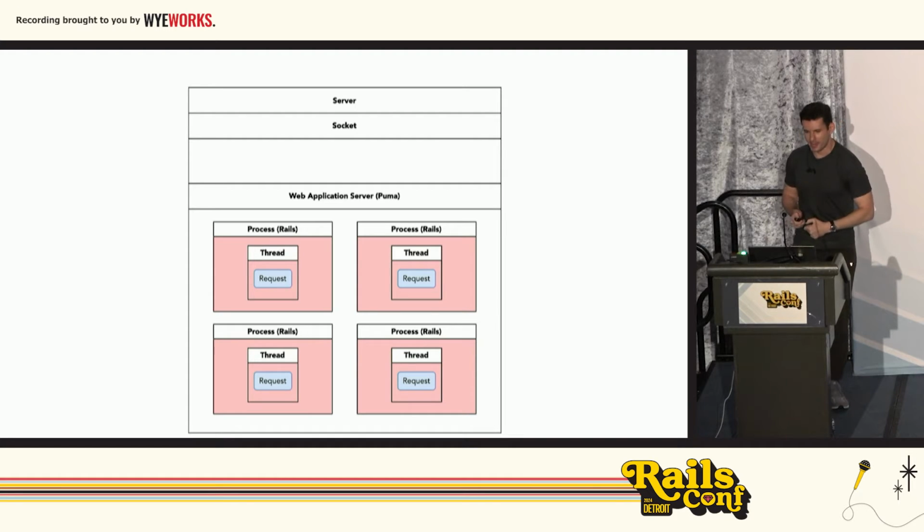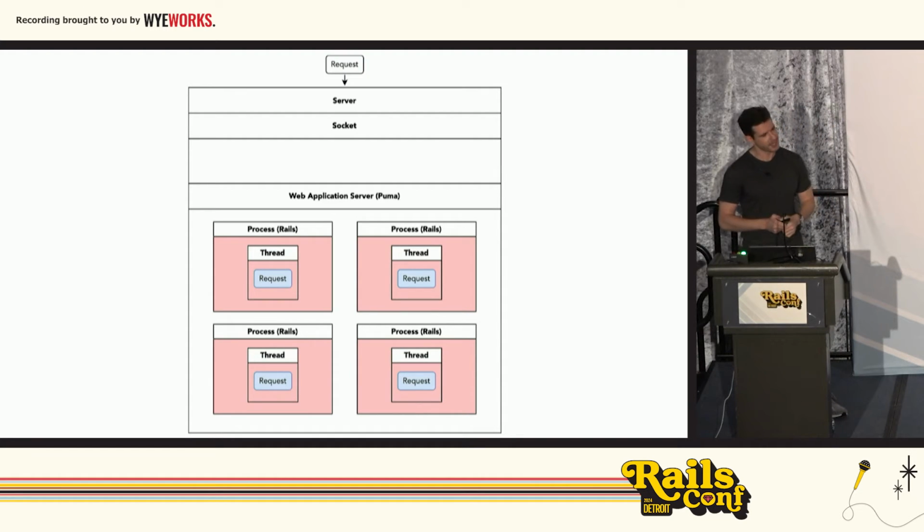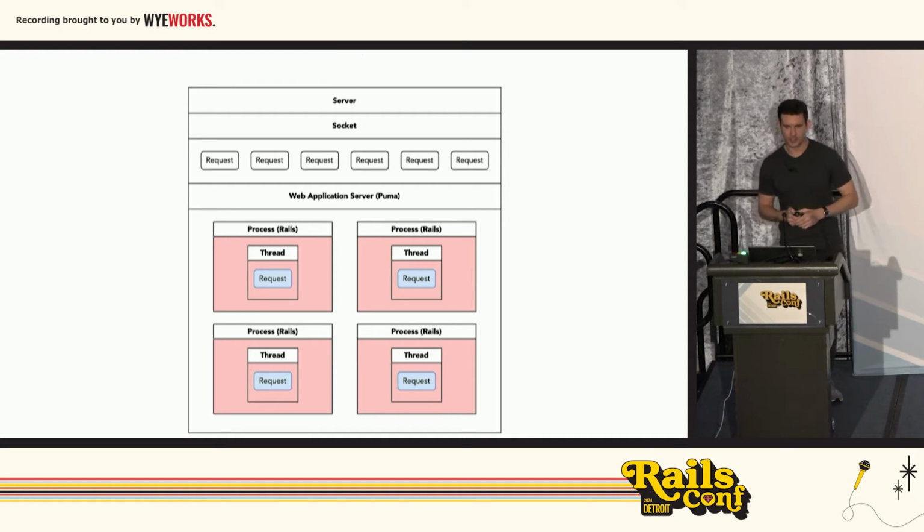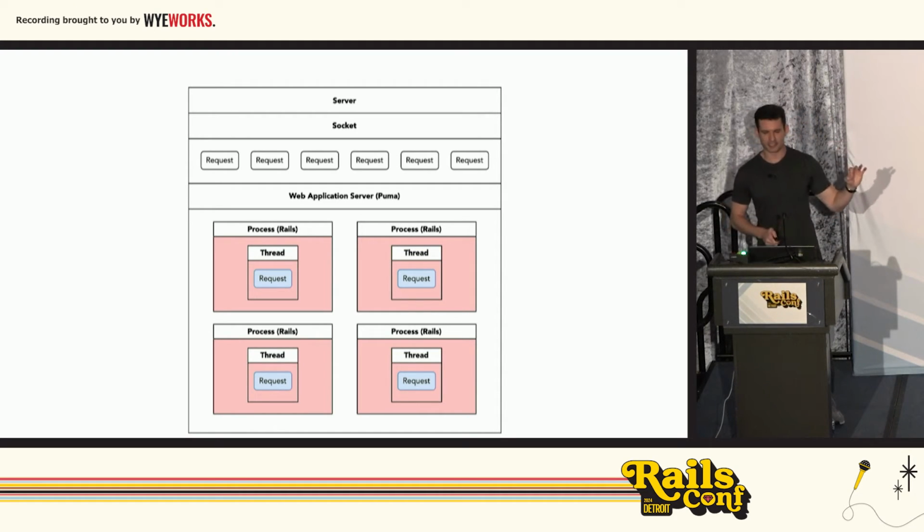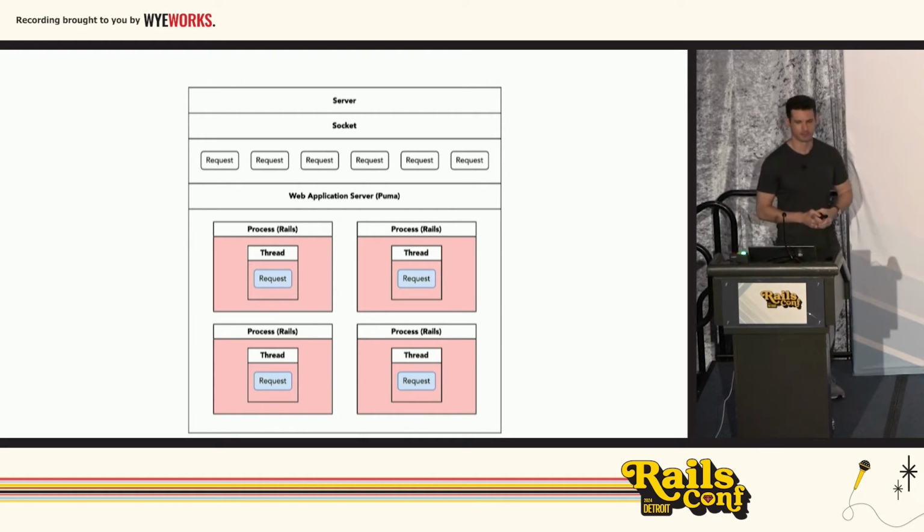Should requests come in while all of our processes are busy, they'll be held on the server socket in the request queue until any one of our processes becomes available to accept a new request for work. So we now have a system capable of handling multiple requests all at the same time. But how do we know how many requests we might need to handle at the same time?